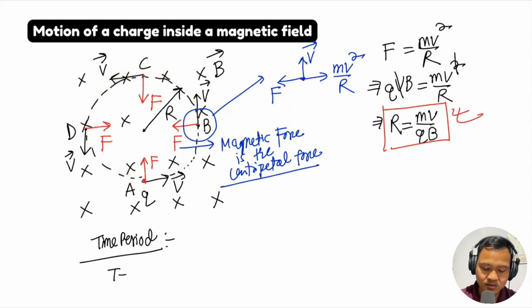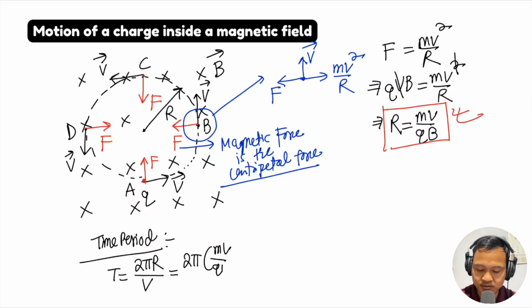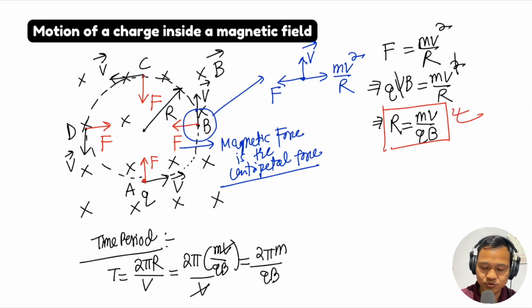So that means 2 pi r divided by v. Distance by speed is time. So 2 pi into r, which is mv by qb, divided by v. So v gets cancelled out. So T is 2 pi m divided by qb. Okay, just the time period.